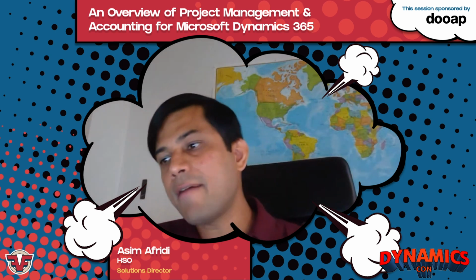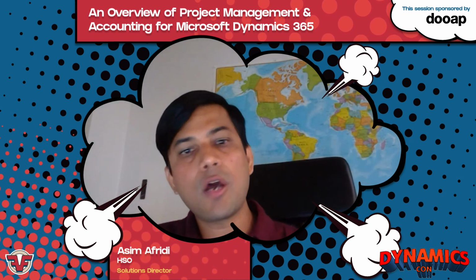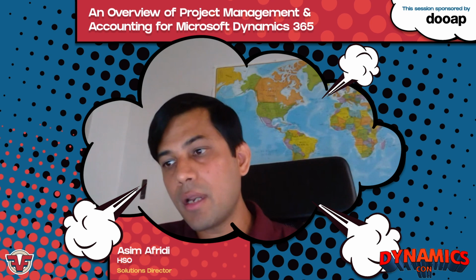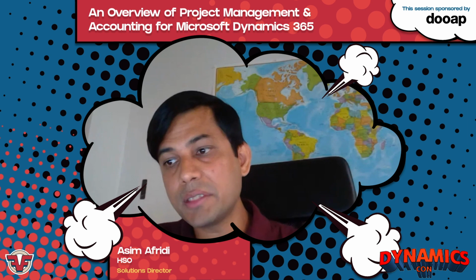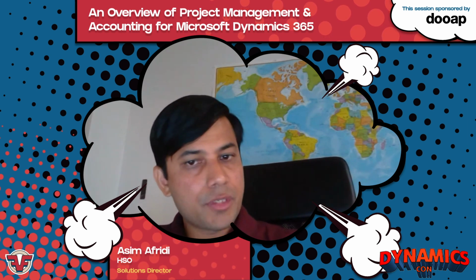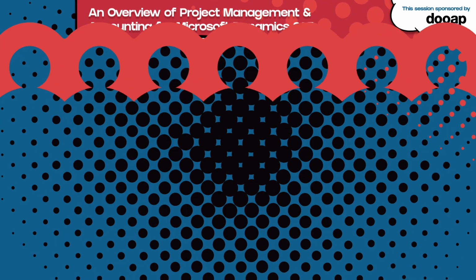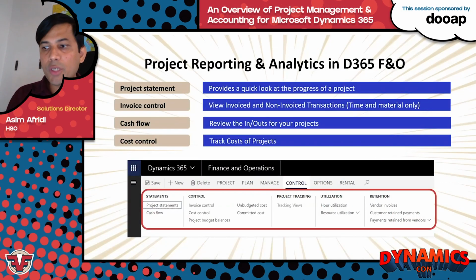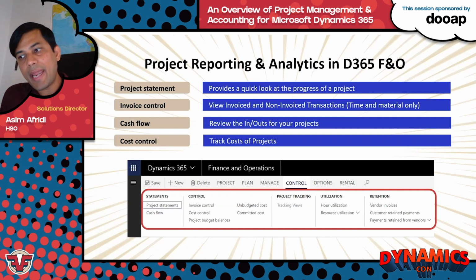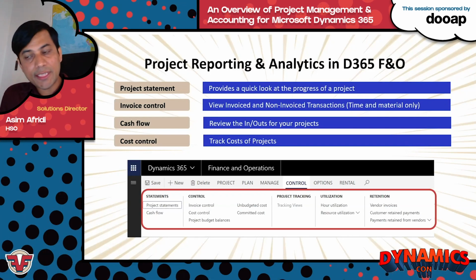So for project reporting and analytics, you primarily have different bits available: standard out of the box inquiries, you have standard reports. Power BI analytics obviously is of great help, immense help. So on the control tab, which you are seeing on the screen as well of project, you have a number of inquiries available for the project review. For example, project statement, which provides a quick look at the progress of a particular project. The invoice control form provides an easy way to view both invoiced and non-invoiced transactions for time and material projects.